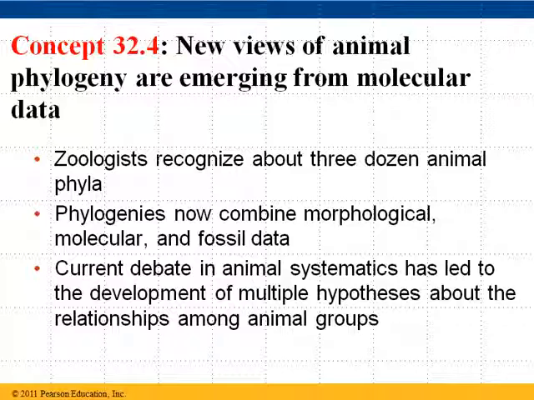Current debate in animal systematics has led to the development of multiple hypotheses about the relationship among animal groups, and of course that's what science is all about, continuing to look at the different hypotheses and testing those and working them out and getting a clearer and clearer picture of these various groupings.